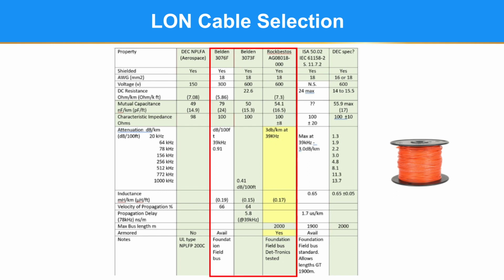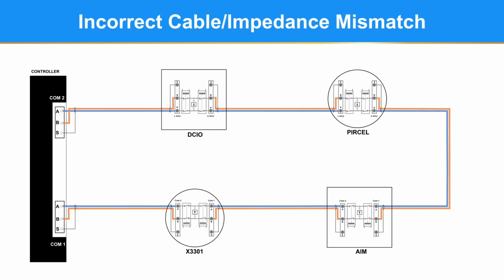Here are 3 cable types DET-TRONICS recommends. The important electrical characteristics are cable capacitance, as the more capacitance, the more it rounds off the sharp edges of digital communications, and impedance, as incorrect impedance will cause reflections. The required impedance is 100 ohms, as every LON device or termination is 100 ohms. And when everything is matched, the signal sails through the LON network with little loss.